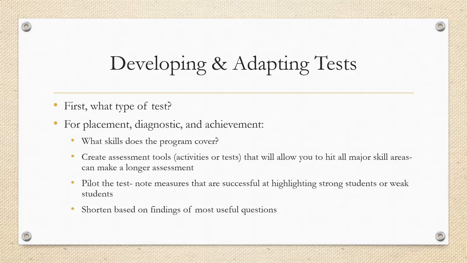Okay. So let's say you found these items that are really good at highlighting strong students and identifying weak students. The idea here then is remove everything else. If everybody's doing well on a question, get rid of it. If everybody's doing poorly on a question, get rid of it. It's not helping differentiate them, so it's a waste of time. All right, and so then you could shorten the test, make it a little bit more user-friendly.